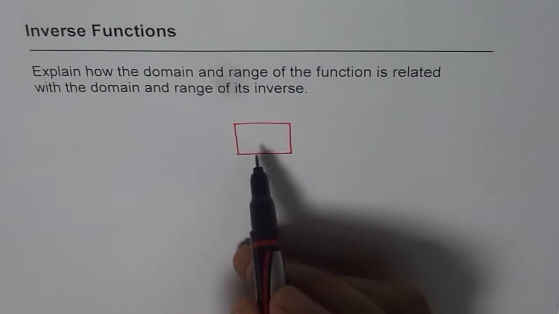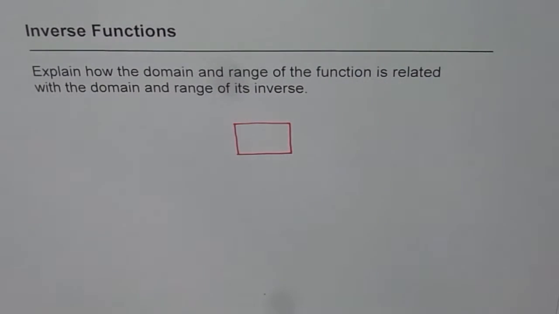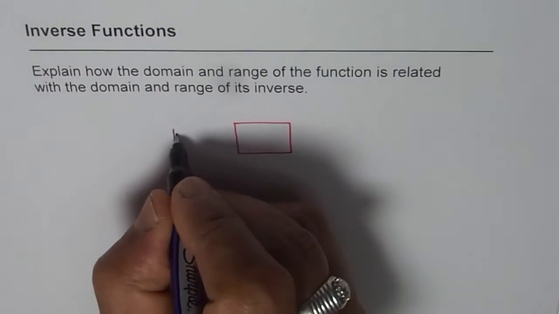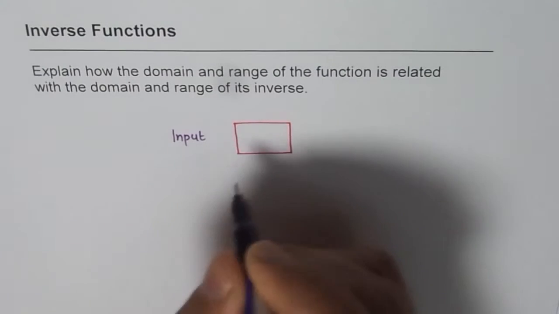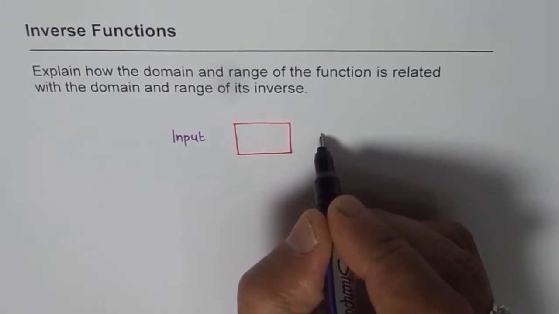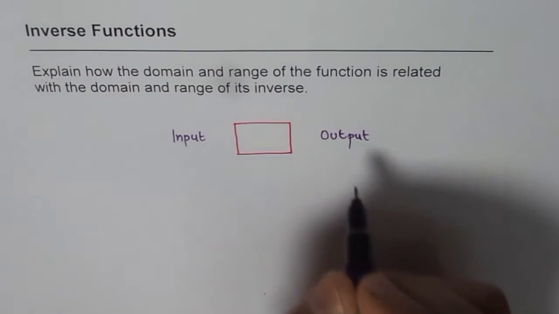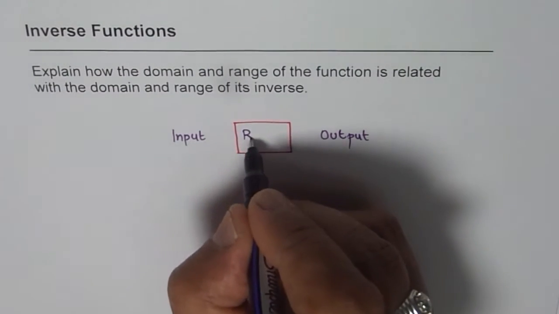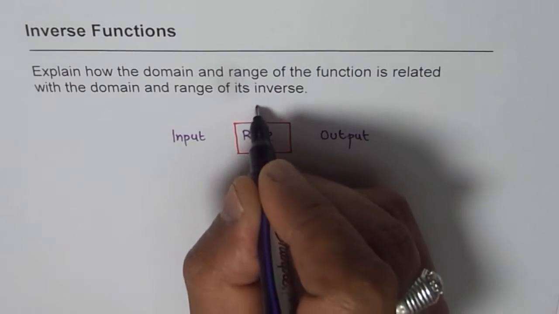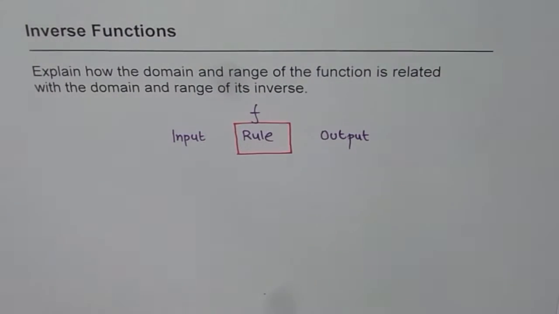That means it takes in some inputs. Let's say we have inputs here, it processes the inputs and gives out some output. And that has been done with the help of a rule. And this rule is what we call function.